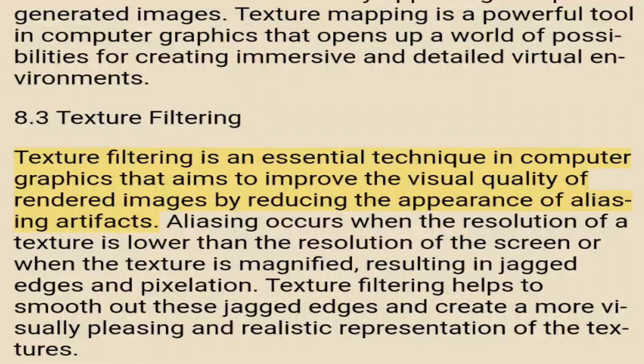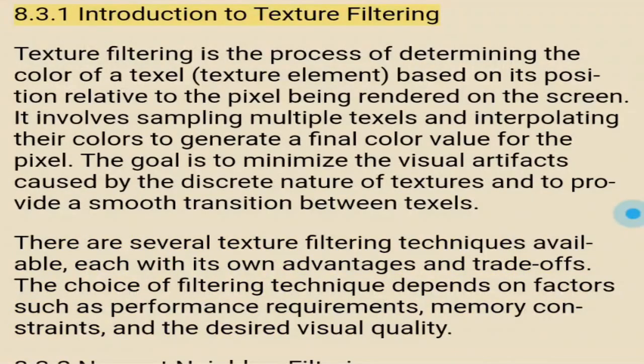Texture filtering is an essential technique in computer graphics that aims to improve the visual quality of rendered images by reducing the appearance of aliasing artifacts. Aliasing occurs when the resolution of a texture is lower than the resolution of the screen or when the texture is magnified, resulting in jagged edges and pixelation. Texture filtering helps to smooth out these jagged edges and create a more visually pleasing and realistic representation of the textures.